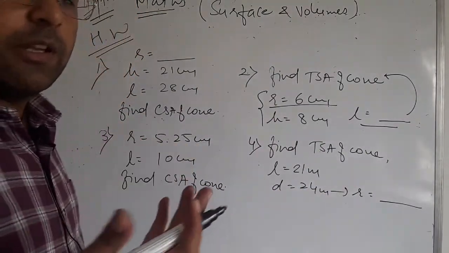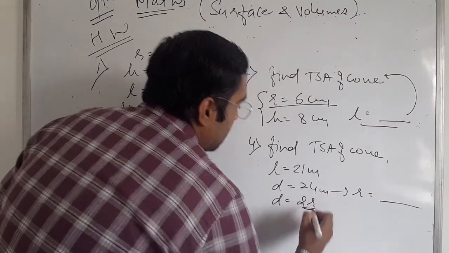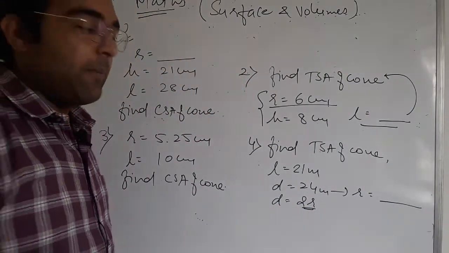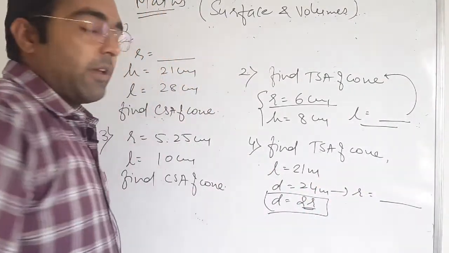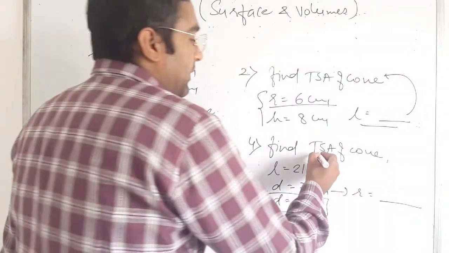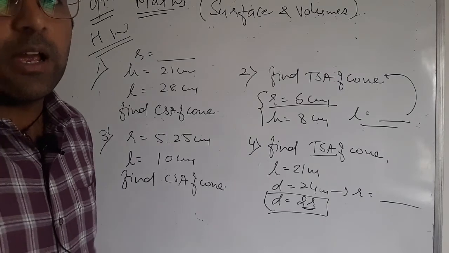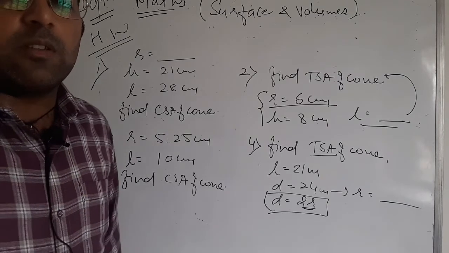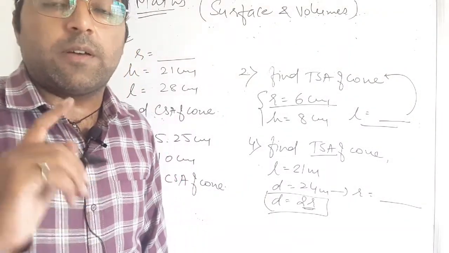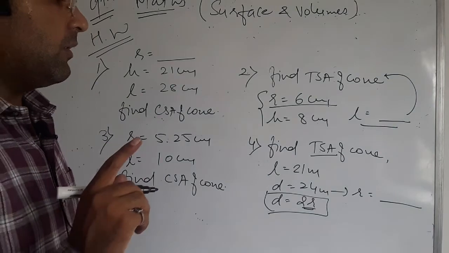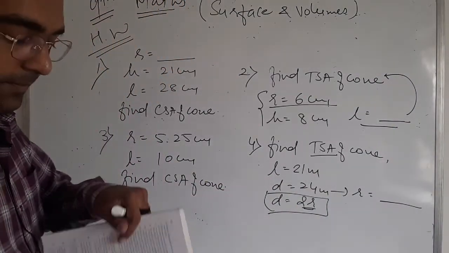How to convert diameter into radius? Diameter is equal to 2 times radius. Using this formula you can convert diameter to radius, and then put the values of slant height and radius into the total surface area of the cone. The formula of the total surface area of the cone is pi r (r plus l). First of all you have to find the radius. Clear?